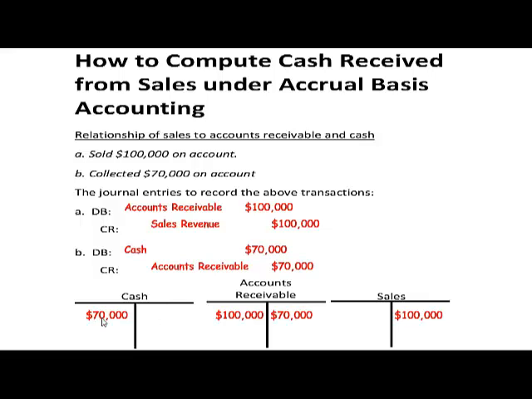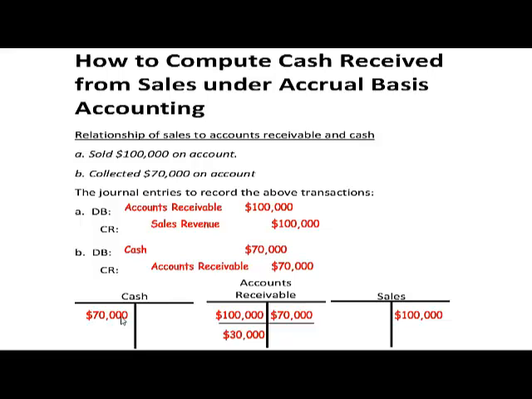The first we see is we have a balance in cash of $70,000. That represents a cash inflow because it's the debit to cash. We also have a balance in accounts receivable of $30,000, which represents the excess of debits over credits in accounts receivable. And we also have our balance of sales for $100,000. Now, if you notice these journal entries in the posting to T accounts, there's a relationship to these two accounts, accounts receivable and sales, that result in a cash transaction.